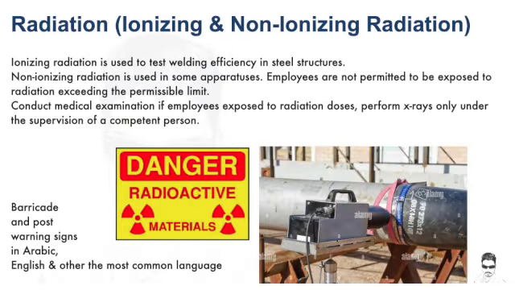Ionizing radiation is used to test welding efficiency in steel structures. Non-ionizing radiation is used in some apparatuses. Employees are not permitted to be exposed to radiation exceeding the permissible limit. Conduct medical examination if employee is exposed to radiation doses. Perform X-rays only under the supervision of a competent person. Barricade and post warning signs in Arabic, English, and other most common language.